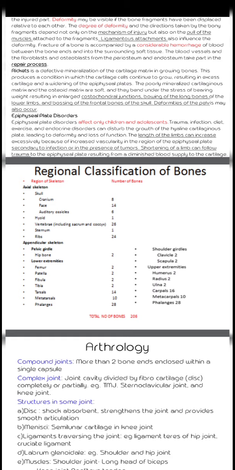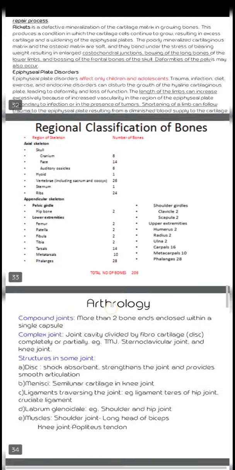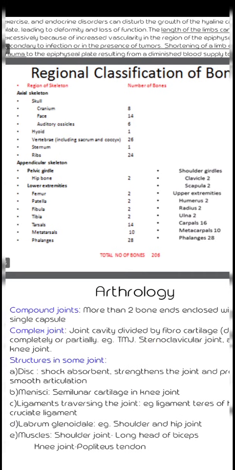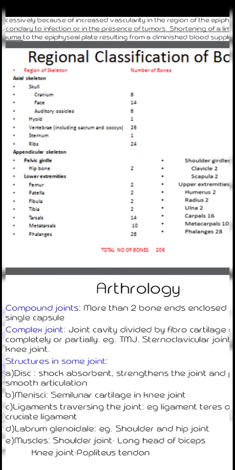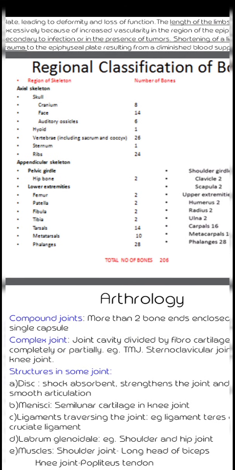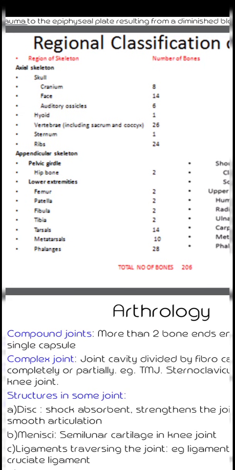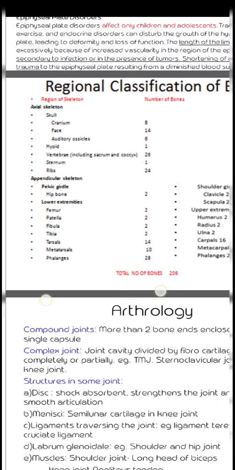Any trauma or excessive stimulation to the epiphyseal growth plate may result in excessive lengthening or shortening of limbs. Now here is a regional classification of bones. How many bones are there and how many regions are there? You may just need to take a look at these things. That would be enough, I think.